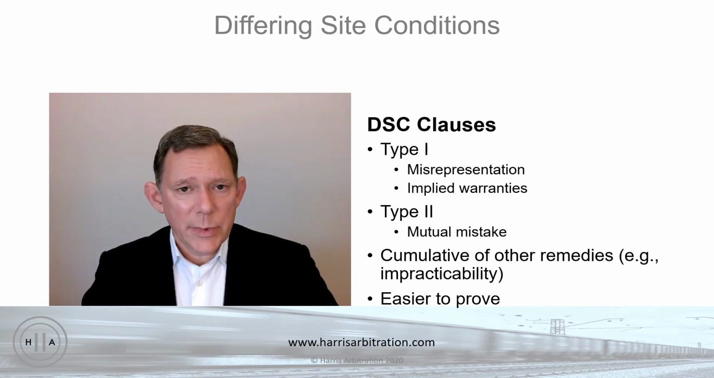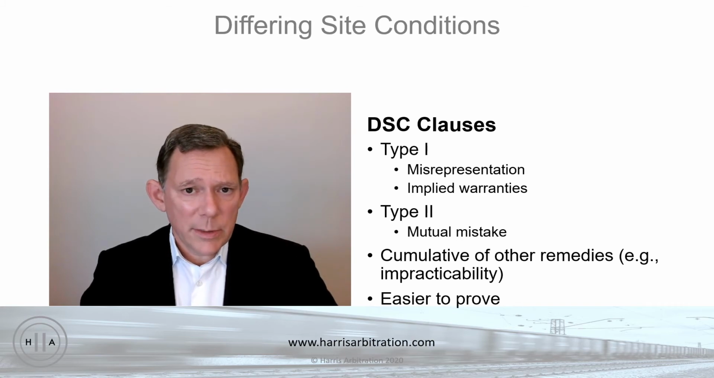The second type of differing site condition situation is a type 2, and that's essentially capturing the common law idea of mutual mistake. That is, that the site conditions are different from what anyone would reasonably have expected. Both parties are mistaken about what is underneath the surface. It's not that the owner represented that something is the case and it turns out not to be. It's that nobody knew that there was toxic waste underneath the surface, and no one had any reason to know. So we'll see the language too that the AIA documents have that address the type 2 site conditions.